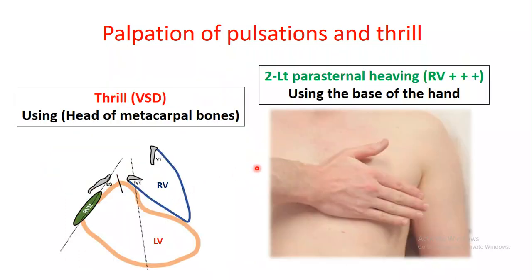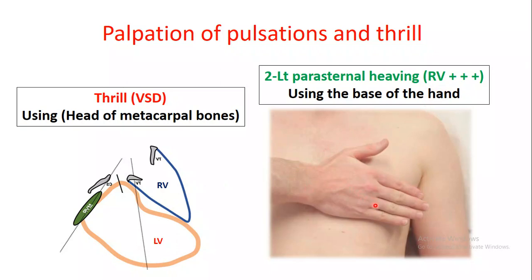The second thing is palpating the left parasternal area with the base of the palm of the hand. As we see here and just said, the right ventricle is anterior and the left ventricle is posterior. So if our patient has a marked RV problem, either enlargement or hypertrophy, this right ventricle might hit our palm during systole. This is called left parasternal heave, denoting marked RV either enlargement or hypertrophy.